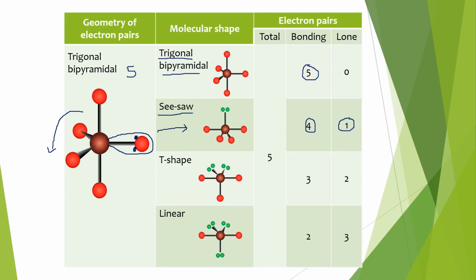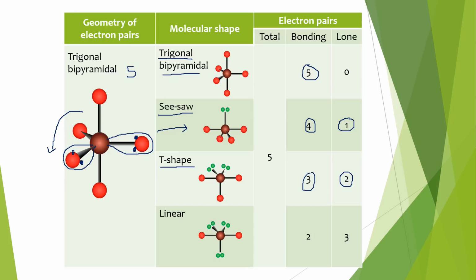For the next case, when the electron pairs consist of 3 bonding pairs and 2 lone pairs, the molecular shape will be a T shape. And please remember that for a molecule which contains 5 electron pairs, the lone pair will always occupy the equatorial plane. So the second lone pair, for example, will occupy these places. So when you rotate this trigonal bipyramidal at a different angle, you will get the T shape.